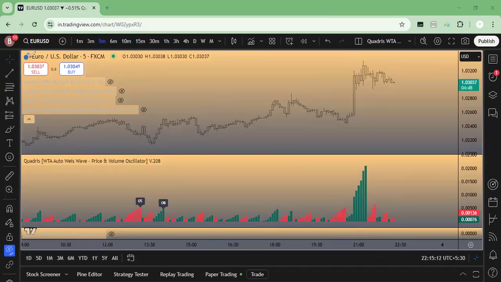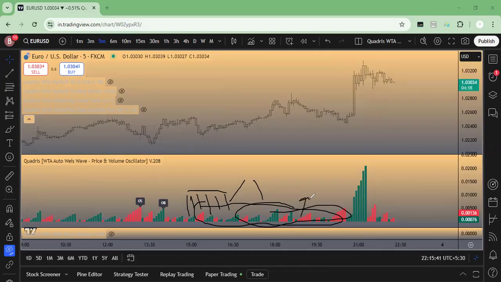Because if you are able to assess volume, this histogram is pure volume. It is like the normal volume indicator, but with that one we are not able to identify whether the market is going upwards or downwards, whether demand is greater than supply or supply is greater than demand. By observing the market in this manner, we can assess that if there is red, then supply is evident, and if there is green, demand is evident.